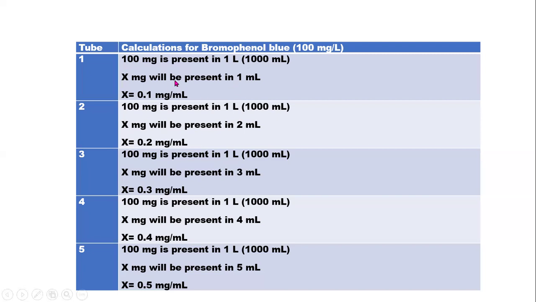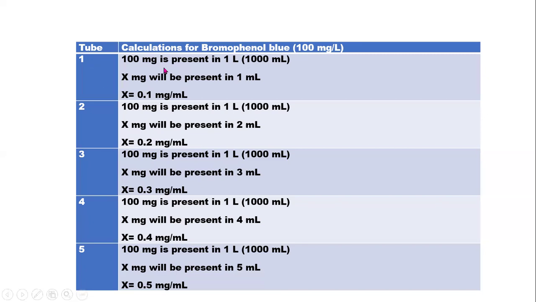For the tube that has only 1 mil of the dye, that is tube 1, you have 100 milligram present in 1 liter. How many milligram will be present in 1 mil? That is 1 mil of the dye from tube 1. So also here in tube 2, 2 mil of the dye, from your table in the manual. Then tube 3 is 3 mil of the dye you've taken. So you have 0.3 up to 0.5. Okay, so this is important because you are going to take the absorbance for each of these tubes.